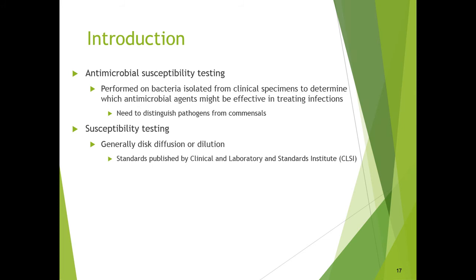So there's different methods of performing this sensitivity testing or susceptibility testing. You can use a disc diffusion method where you place a disc on a plate of agar that's been inoculated with the organism, and the antibiotic on the disc is going to diffuse out into the agar and inhibit the organism. Or if the organism is resistant, the organism's going to grow up to the disc.